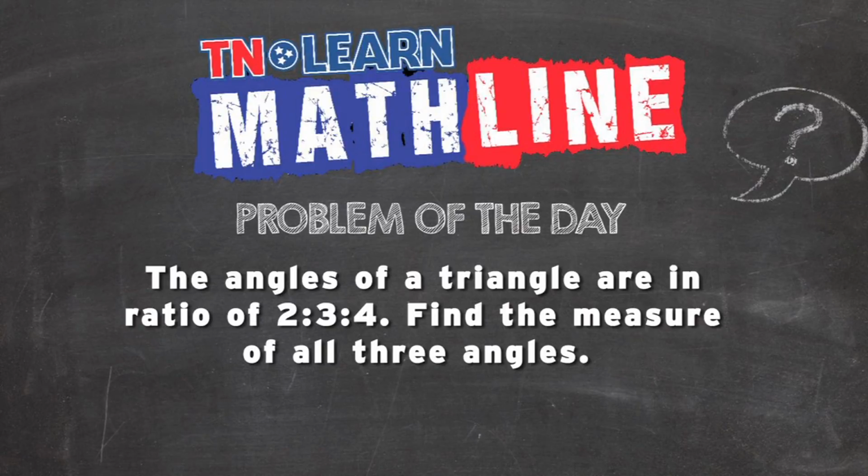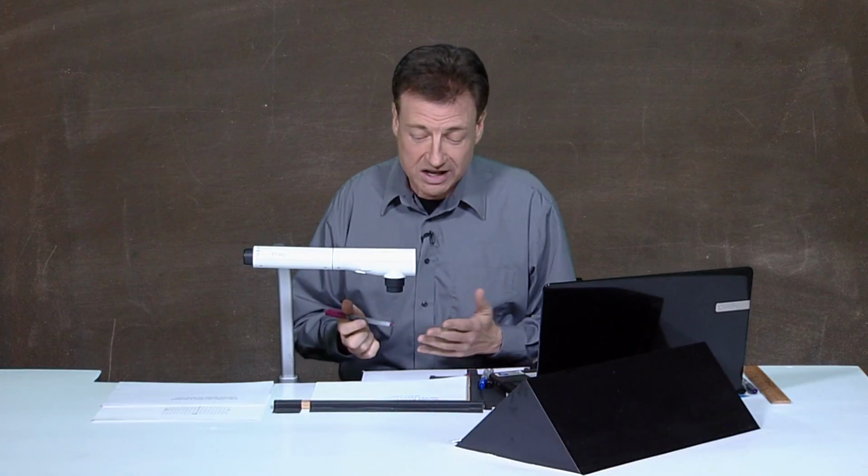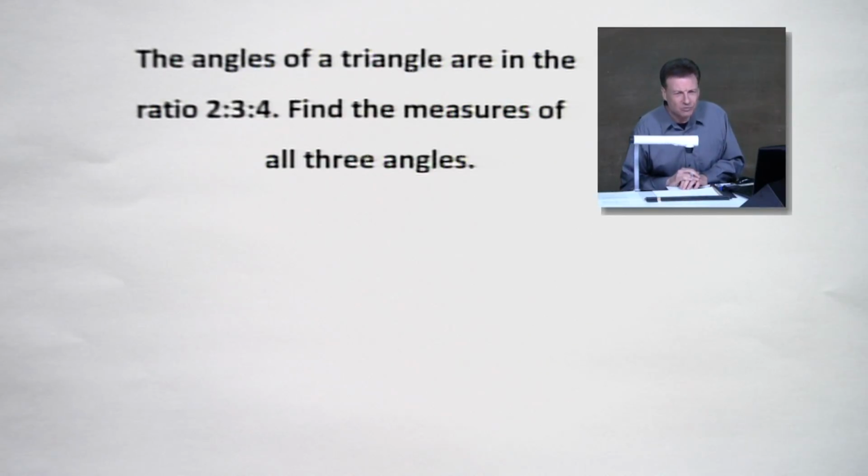All right, so the angles of a triangle are in the ratio of 2, 3, 4. And the reason we use 2, 3, 4 there, folks, is because there are three angles. So we have to extend that ratio there. And we're going to look for the angle measures of all three of those angles. That would be in degrees. All right, so let's take a look at what this thing's going to be about.